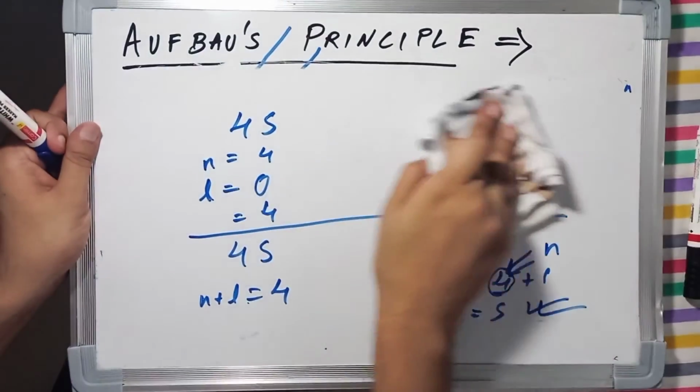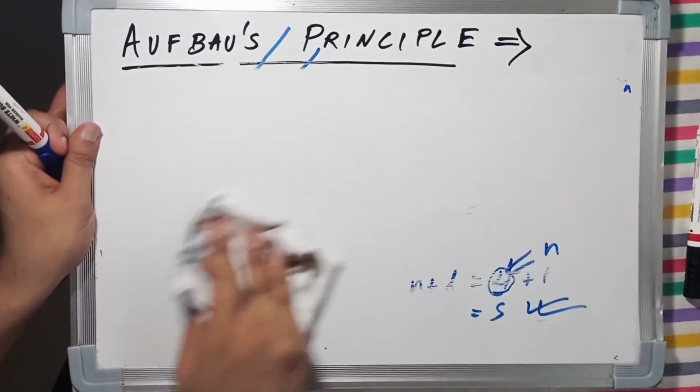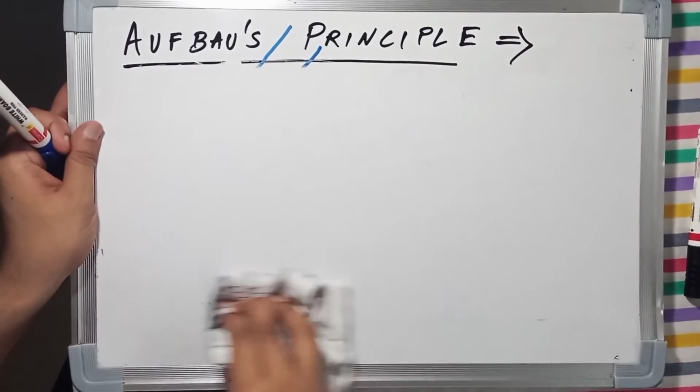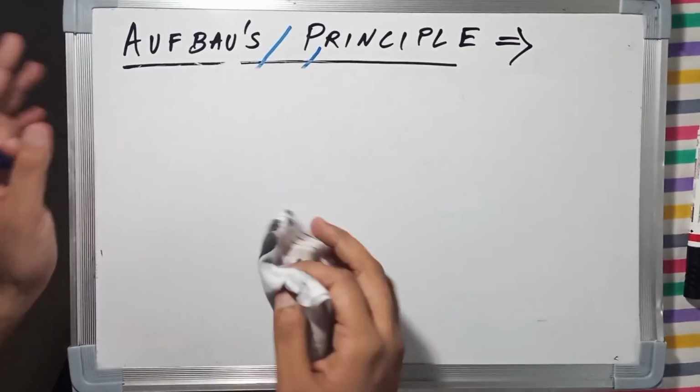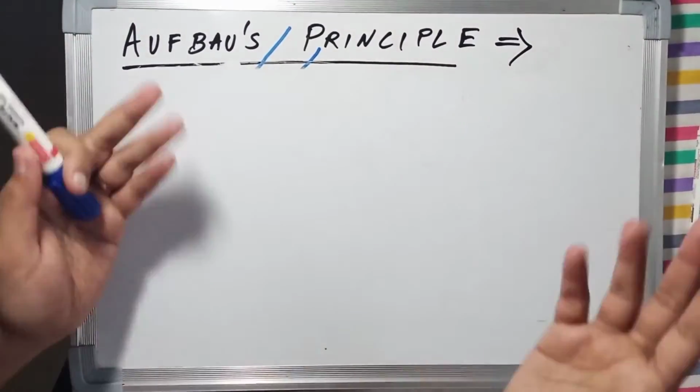I'll repeat it one more time: our modern periodic table is designed according to this rule of Aufbau's principle. So that is all.